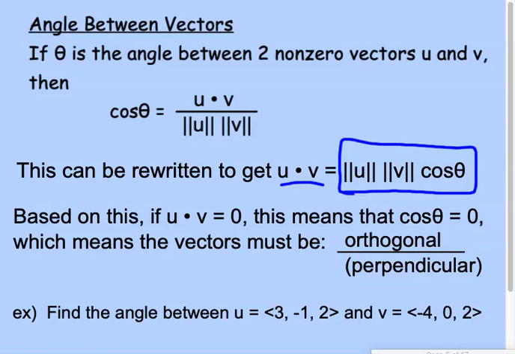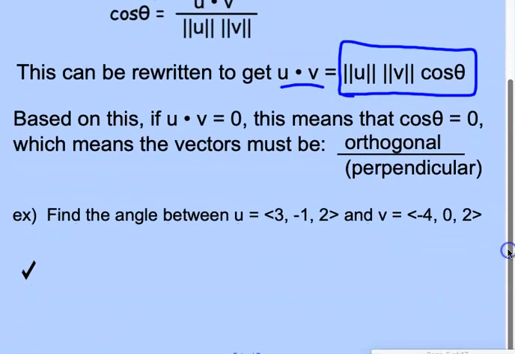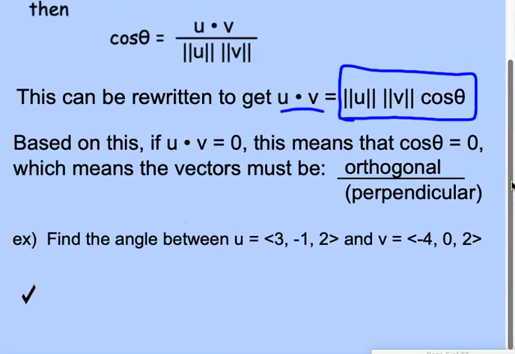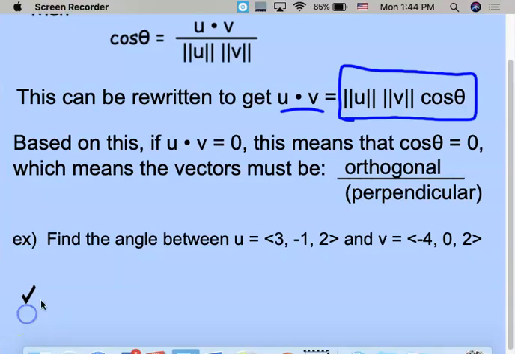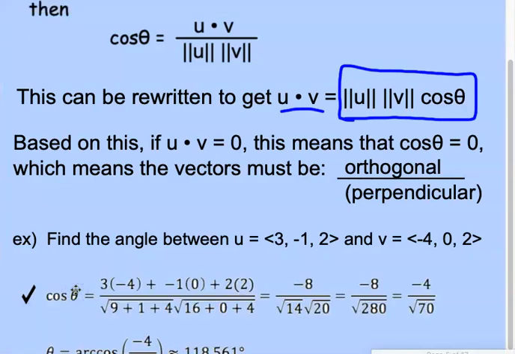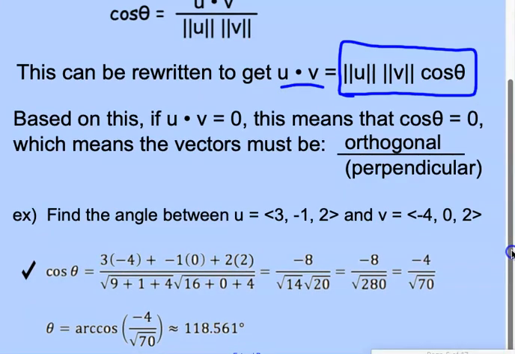All right, take a moment and find the angle between these two vectors using this formula right here. Cosine theta equals U dot V over the product of their magnitudes. There's U, there's V. See if you can find the angle between U and V. You will probably need a calculator.